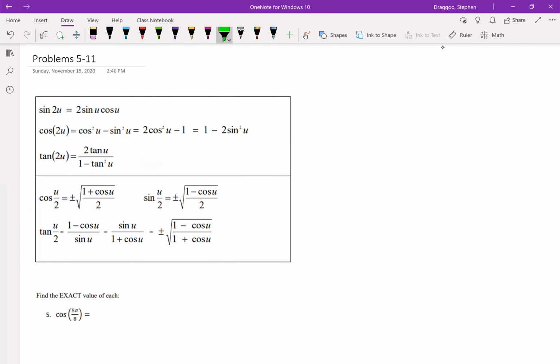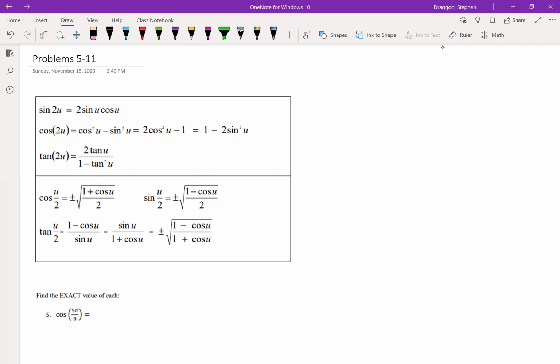And a quick note on these formulas. The double angle formula for cosine has 3 different options. Here, here, and here. We can either look at cosine squared minus sine squared, or 2 cosine squared minus 1, or 1 minus 2 sine squared. All 3 of those come out to be the same answer, so you can use whichever one is most convenient at the time.